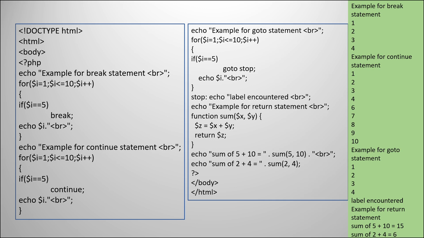Another one is return statement, which is normally used within the function. So this function is going to accept 2 values, and after evaluating the summation of x and y, it has to return the result value to the calling function. So for the first one, sum of 5, 10, it prints 15. Similarly, for the second call, it prints the value 6.